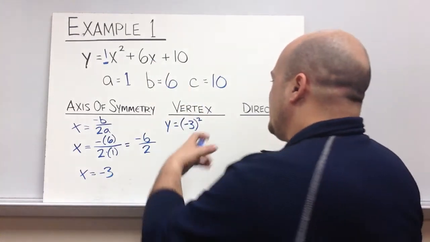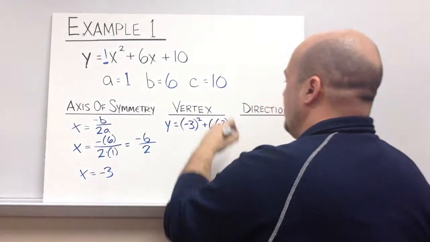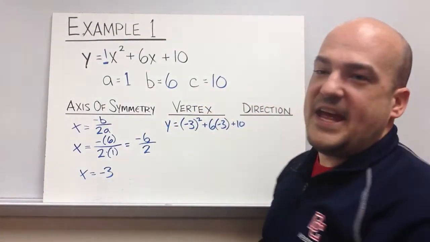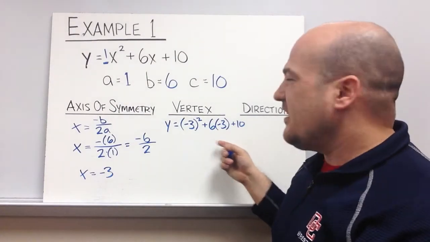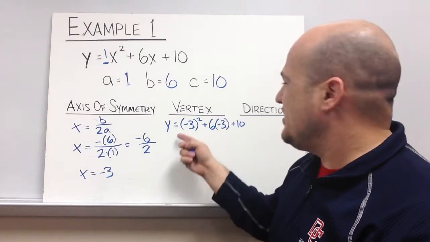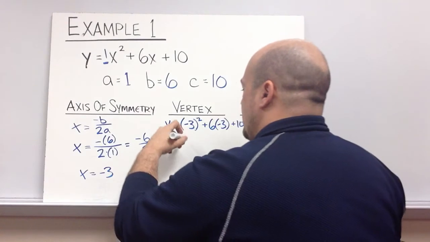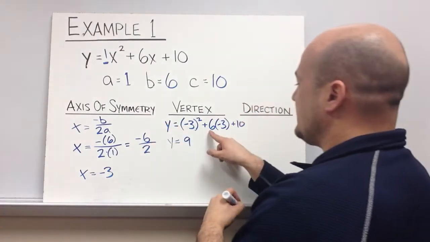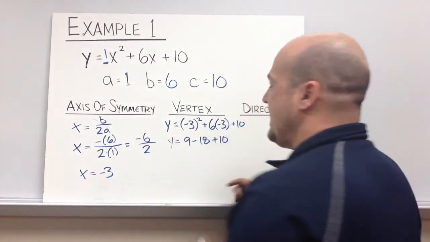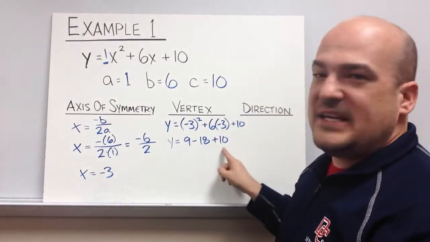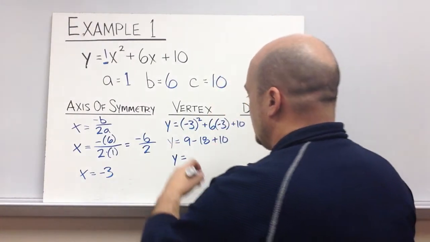Then I've got plus 6 times negative 3 plus 10. You can type this whole thing into your calculator and it will tell you exactly what y is. I'm going to break it down into parts here. Y equals negative 3 squared, which is 9. 6 times negative 3 is negative 18. And then plus 10. Then 9 minus 18 plus 10, I get y equals, what is that, 1?